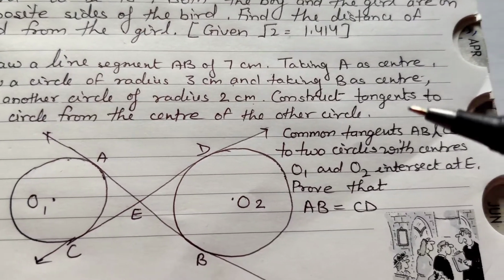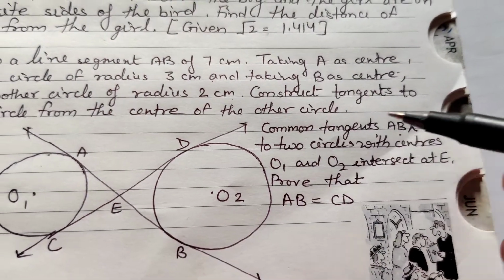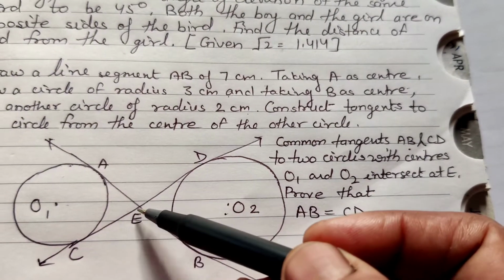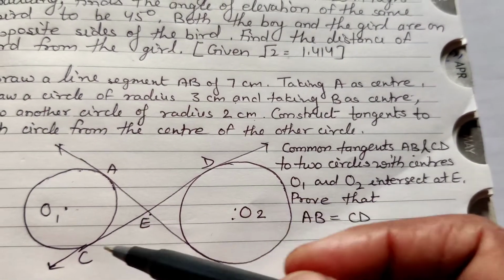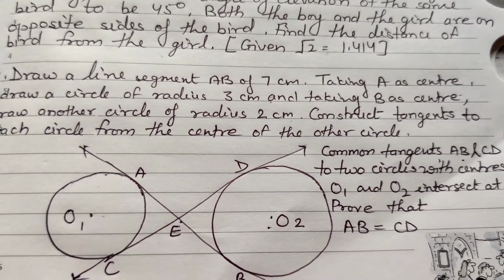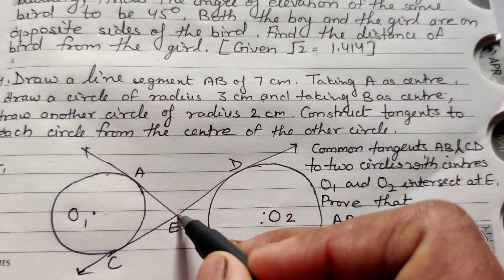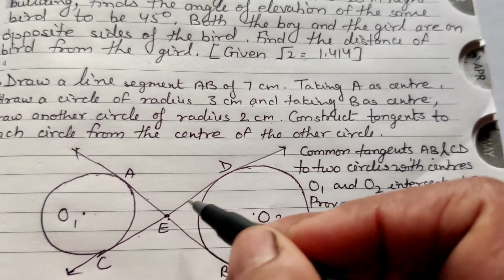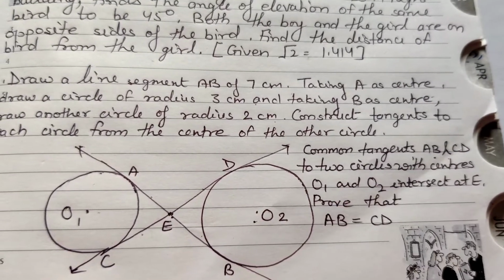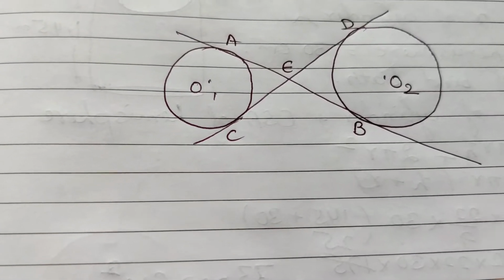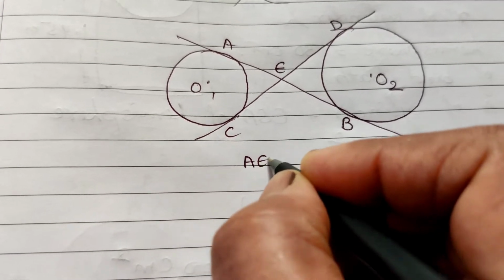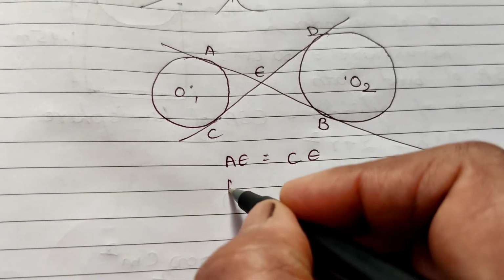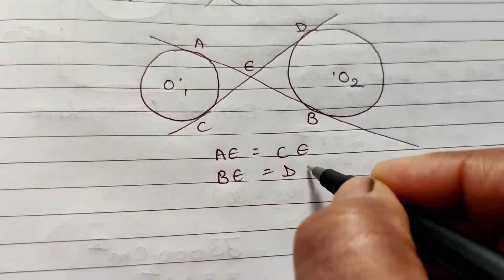Question number 5 from the chapter circles. The common tangents AB and CD of two circles with center O1 and O2 intersect at point E. Prove that AB equal to CD. Very easy question. We know that the tangents from the external points are always equal to each other. AE equal to CE and BE equal to DE.